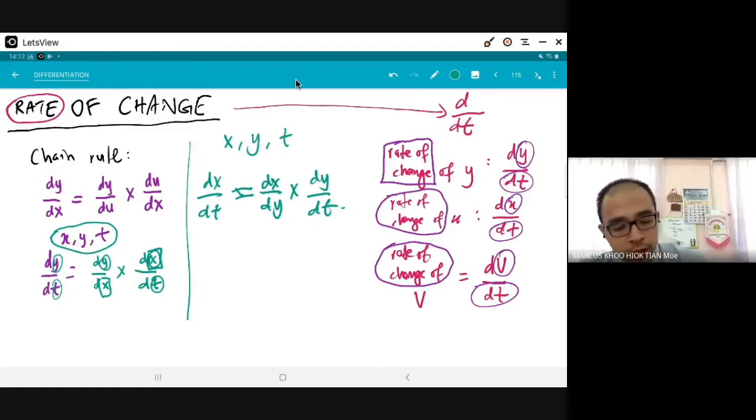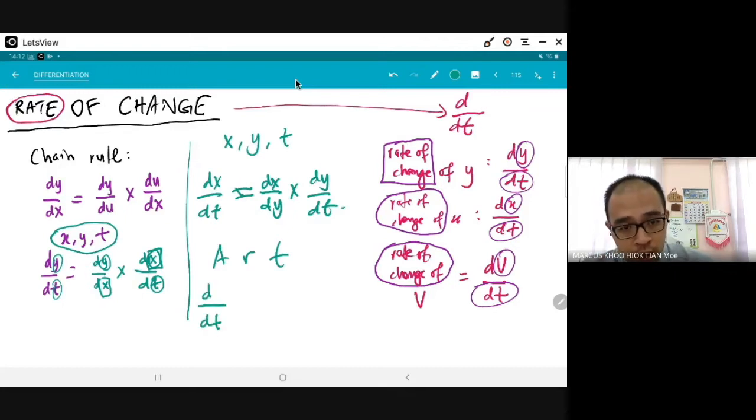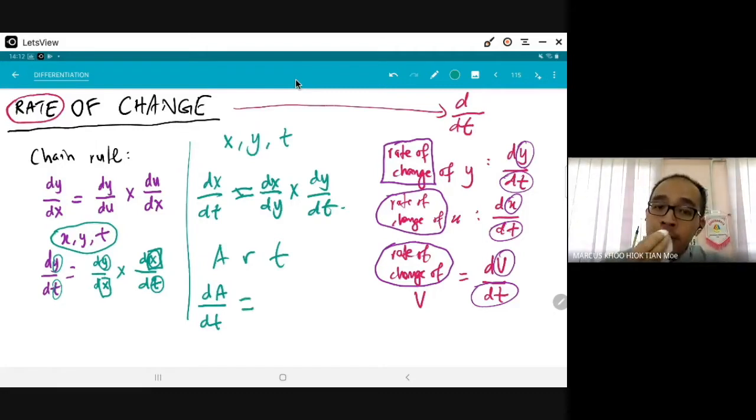Okay, let me give you another one. This is also another common one. A, S, and T. Okay, and I want A is for area, sorry, not S. Let's say R lah. Okay, R is for radius. So let's say I want to find the rate of change of area. Okay, tell me how would I form the chain rule? These 3 letters.